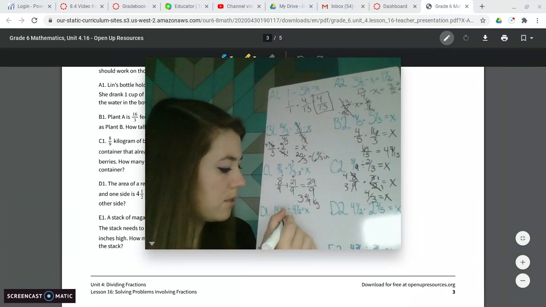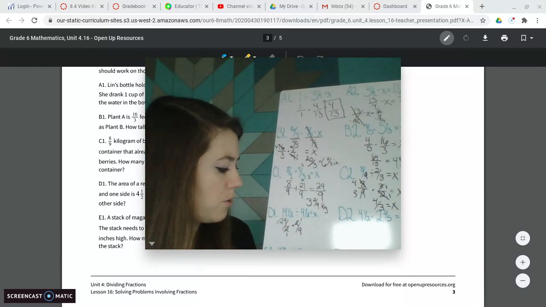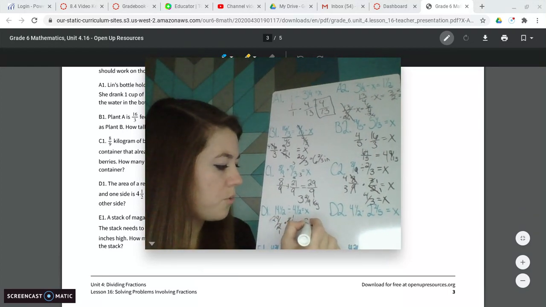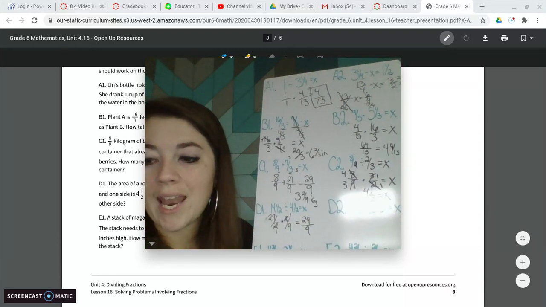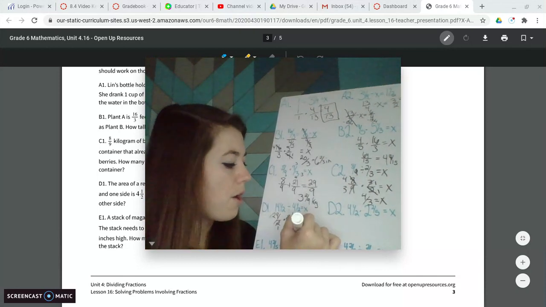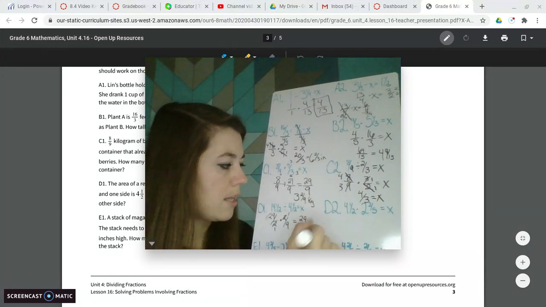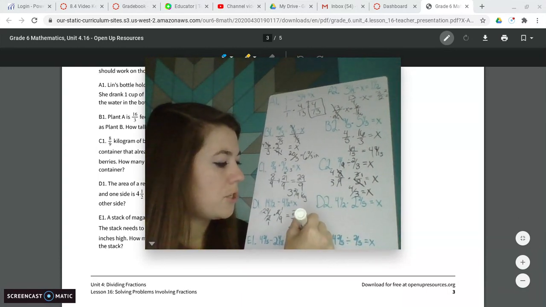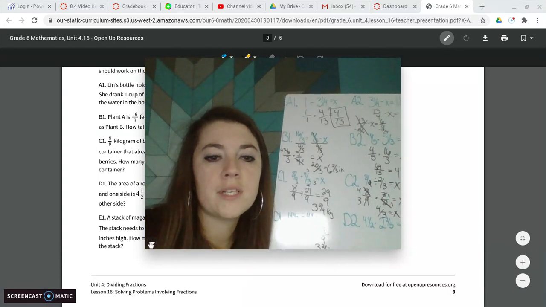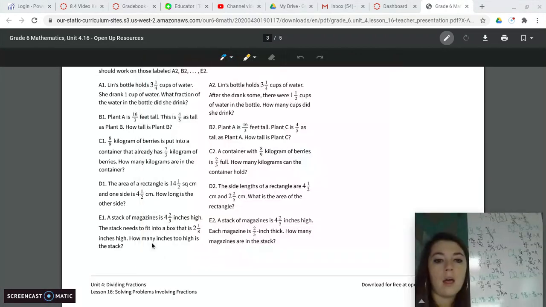The 2's can cancel. They both become 1 because we divide them by 2. 29 times 1 is 29. 1 times 9 is 9. So we end up with 29/9 or 3 2/9. So just like we had up above, ironically. Except this time it's inches. All right, for D2. The side lengths of a rectangle are 4.5 centimeters and 2 2/5 centimeters.